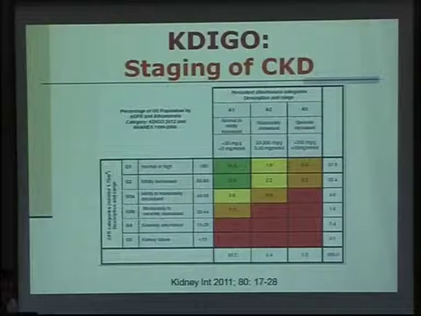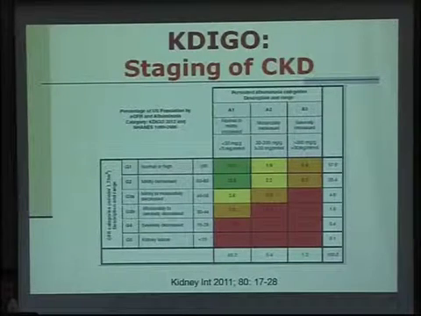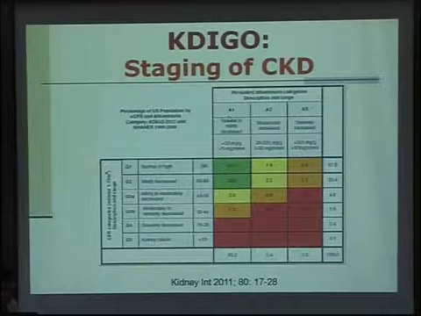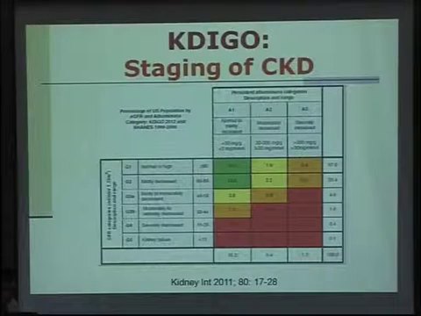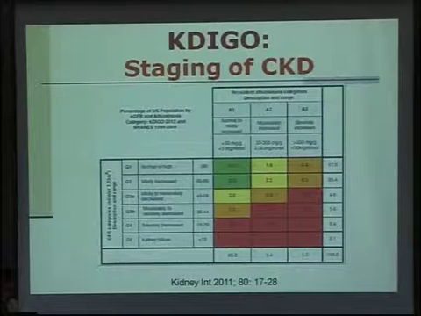It's very easy. Back to the staging. So here we have now the complex staging, A1, A2, A3. And here, how can we stage chronic kidney disease? It is primarily based on GFR, estimated GFR by formula, and albuminuria, persistent albuminuria.